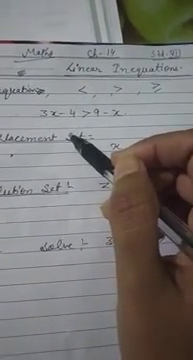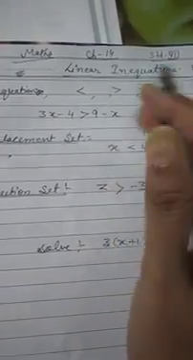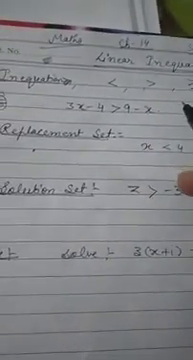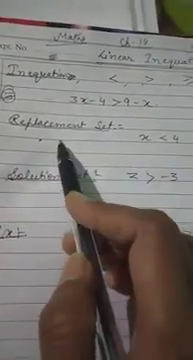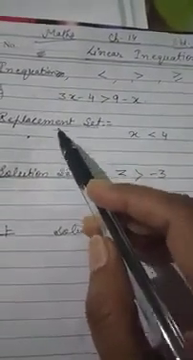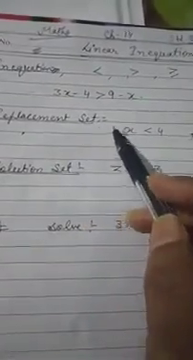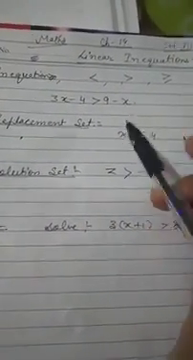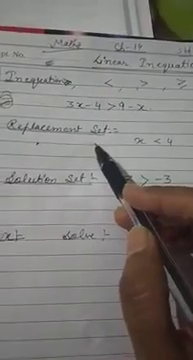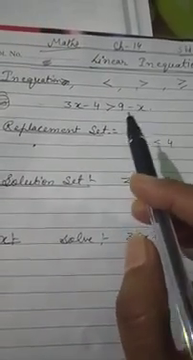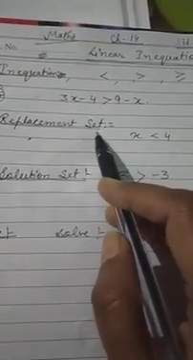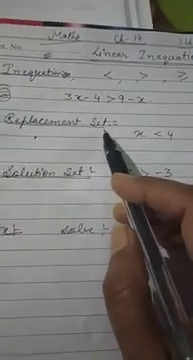Got it? And a linear inequation can have many solutions, or infinite solutions. Now understand what a replacement set is. A set from which the value of the variable has to be selected to make an inequation true. True means satisfy. It is known as the replacement set, or you can say the domain also.